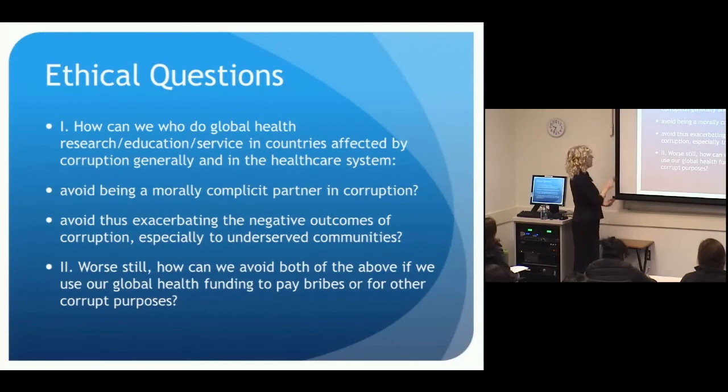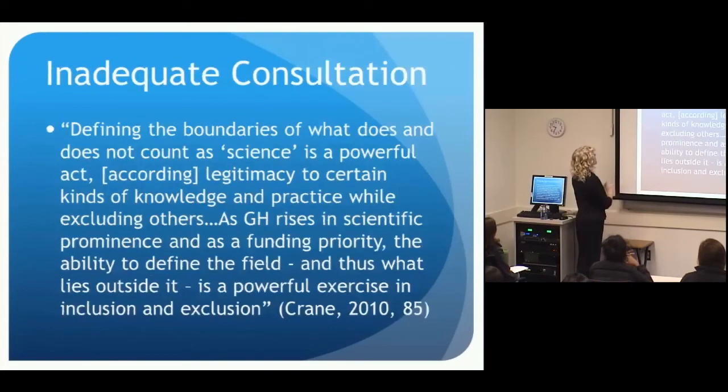And we're still asking, how can we avoid both of the above if we use our global health funding to pay bribes or bow to some of these initiatives? And I'm sure people here will have plenty of interesting examples of why they felt compelled, and you do feel compelled, because if you can't get access until you pay the bribe, and you think, well, I can help 100 people if I pay a bribe, so you have this ethical calculus that you have to go into.